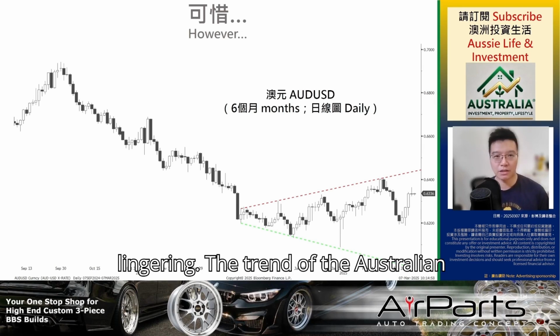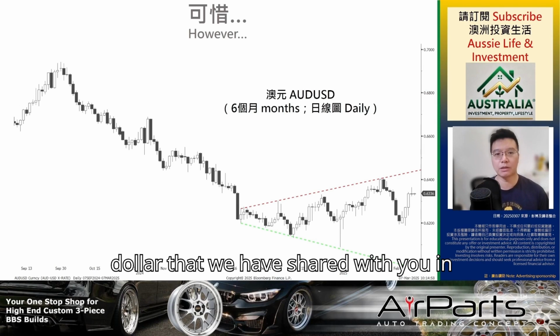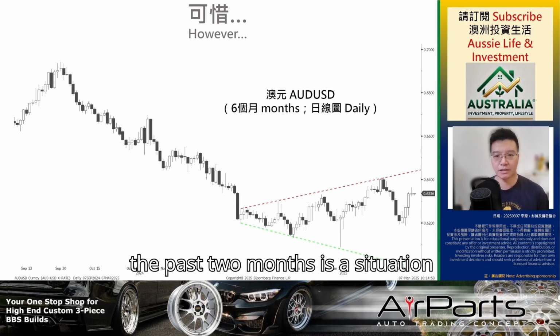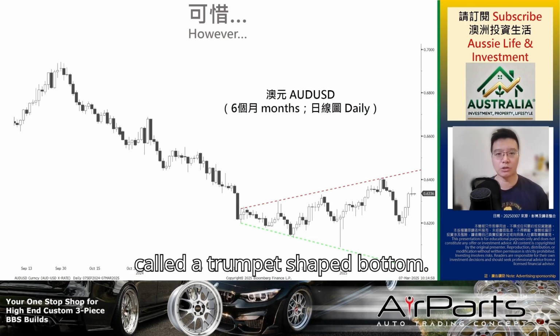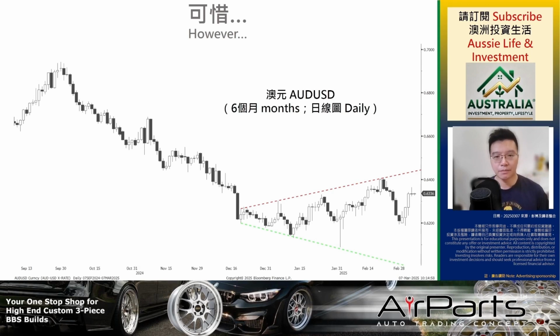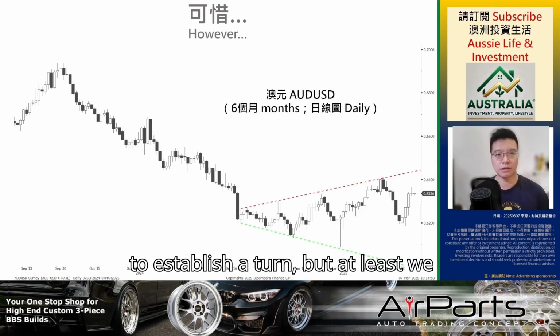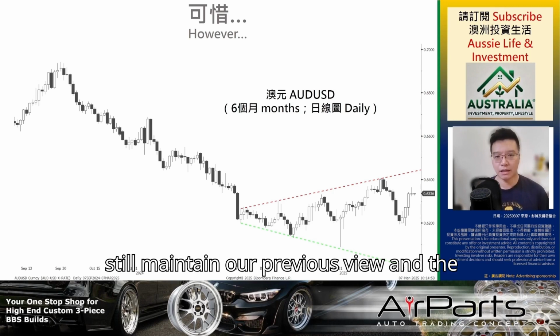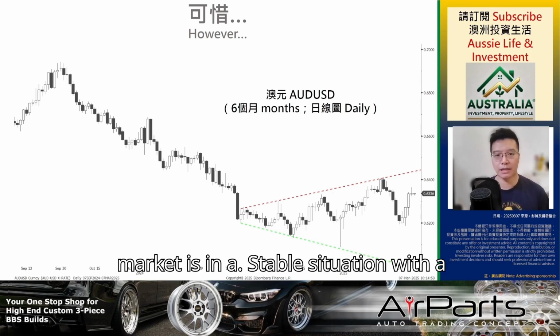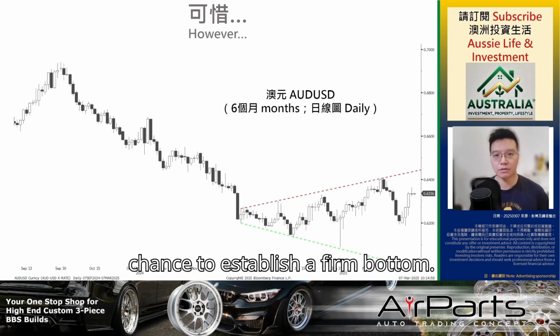The trend of the Australian dollar that we have shared with you in the past 2 months is a situation called a trumpet-shaped bottom. We have not yet seen a form that is easy to establish a turn, but at least we still maintain our previous view, and the market is in a stable situation with a chance to establish a firm bottom.